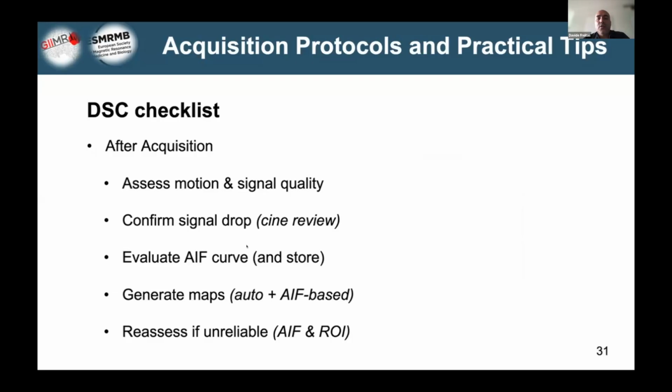After the acquisition, the focus is on validation. Start by assessing motion and overall signal quality. Confirm the signal drop occurring, reviewing the source image. Evaluate the AIF curve to ensure it is reliable, and store this file as proof of quality. Generate the maps, the algorithm based or the AIF based or both. And if the result seems unreliable, don't hesitate to do another ROI or calculate again the AIF.